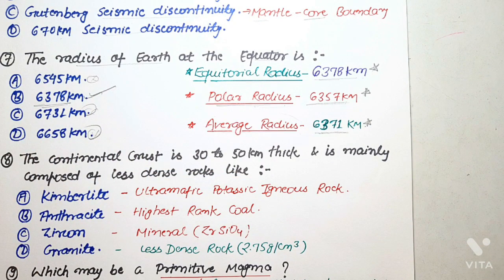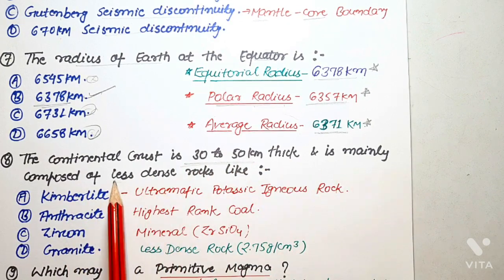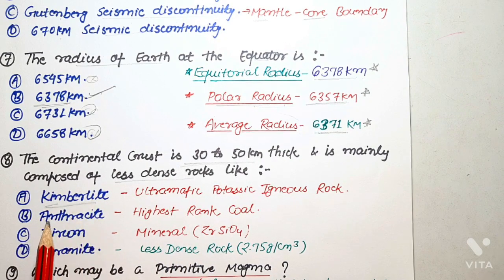Next question says, the continental crust is 30 to 50 kilometers thick and is mainly composed of less dense rocks like. First of all, let's look at these options: which of the following is a less dense rock and which is the predominant rock in the crust. The first one is kimberlite. Kimberlite is an ultramafic potassic igneous rock. It is hypabyssal and it is not what the crust is mainly composed of.